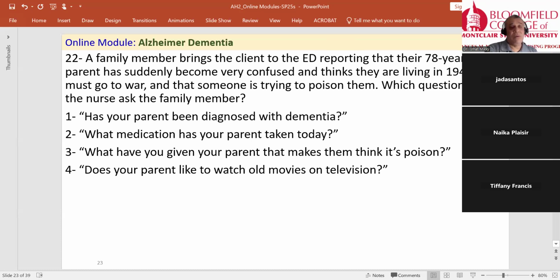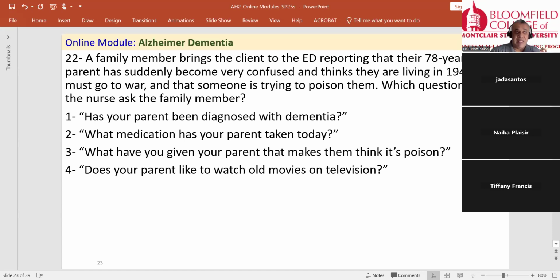So 22 is about Alzheimer's dementia. A 78-year-old parent suddenly became very confused. Which question should the nurse ask the family member? This question is a good one because it differentiates between delirium and dementia, which we sometimes confuse and go back and forth on.